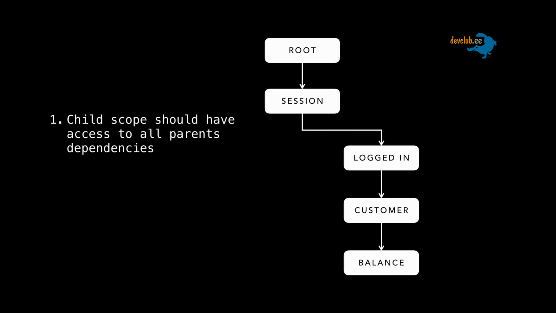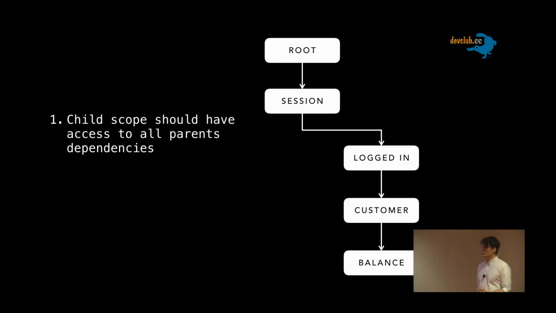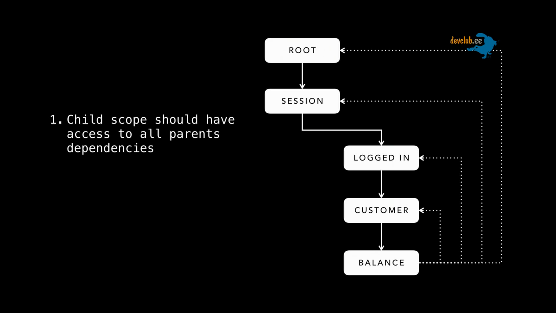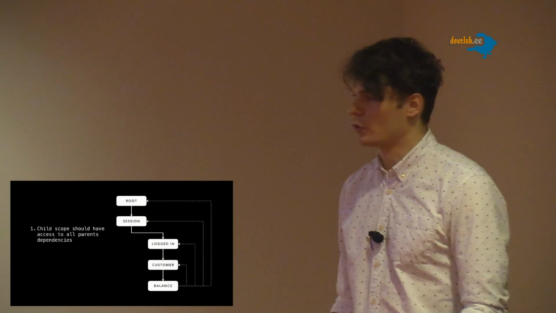Well, child scope, in this case balance, should have access to all parent dependencies. And that means that it should have access to customer dependencies naturally, somehow should be able to inherit locked-in dependencies, somehow be able to inherit the session dependencies, and somehow inherit root dependencies. We don't know exactly how at this point, but it's a logical assumption. This is why we have scopes in the first place. We know that as long as a customer or locked-in leaves, their dependencies are available to us naturally, or should be available.